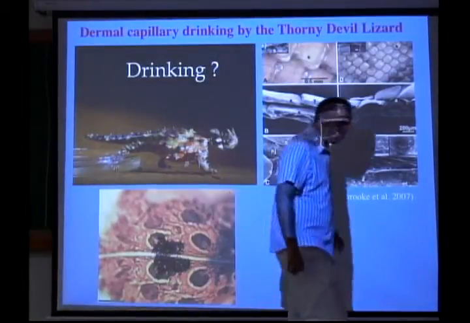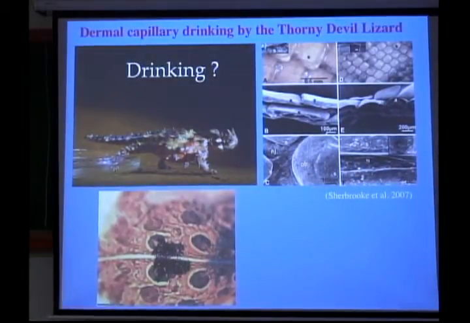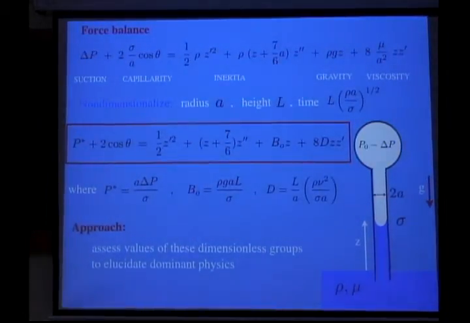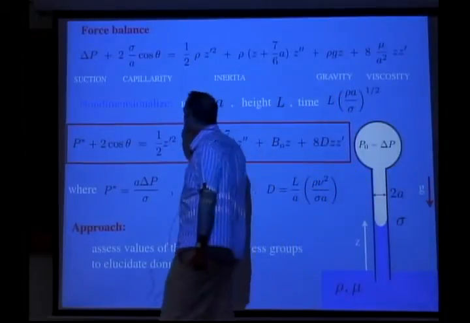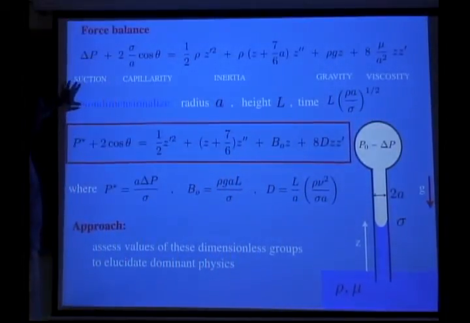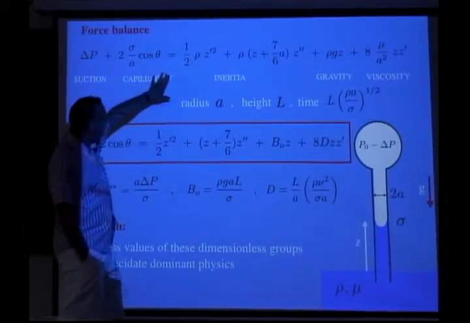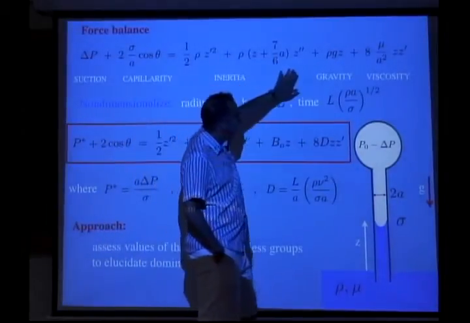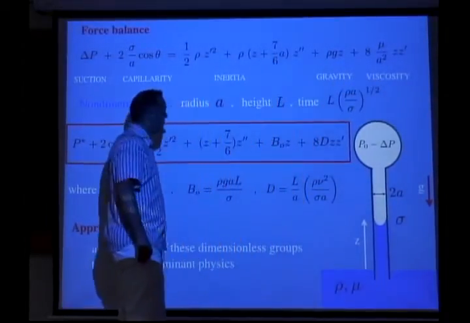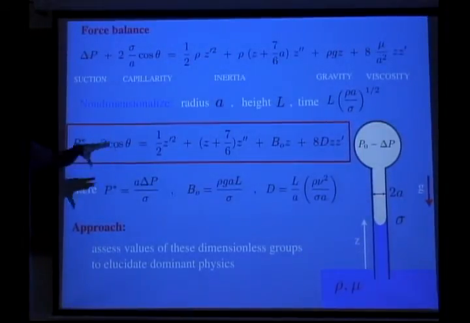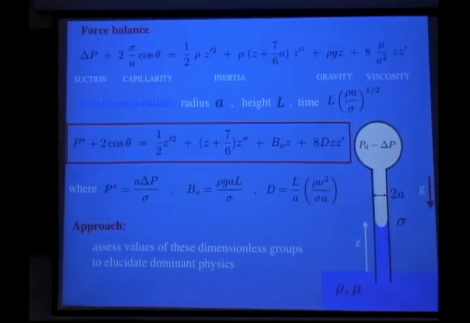And so, this is something which uses capillary suction for drinking. But more generally, we can look at the equation we've derived in class. So this is the force balance. Here we have the applied suction, and the capillary pressure, and then this is resisted by inertia, gravity, and viscosity. Again, we derived this in class, so we can non-dimensionalize and then look and see for every particular creature what the relevant forces are.